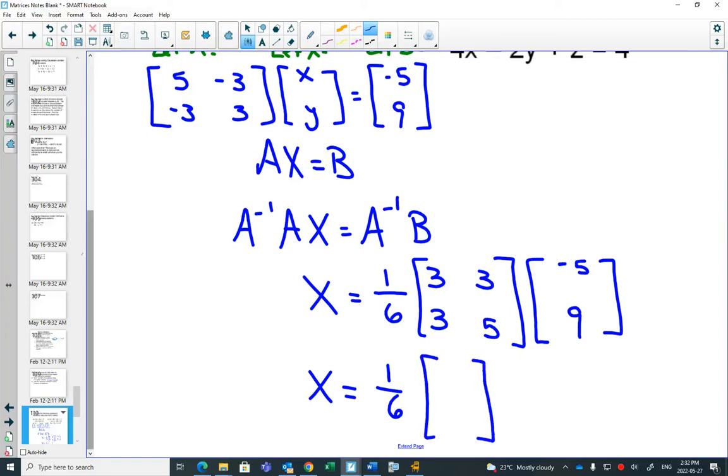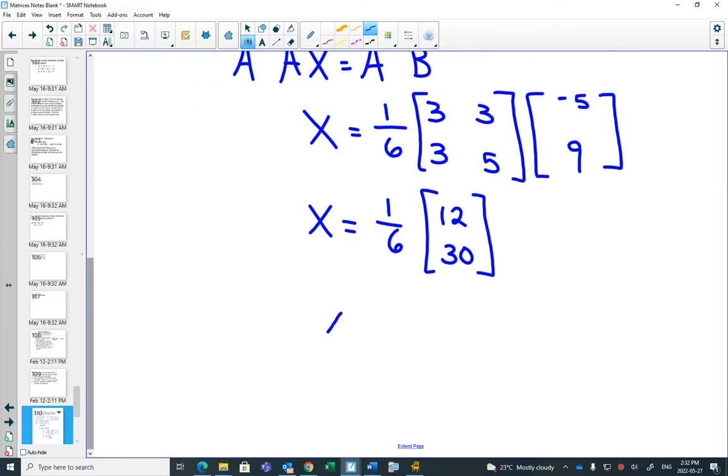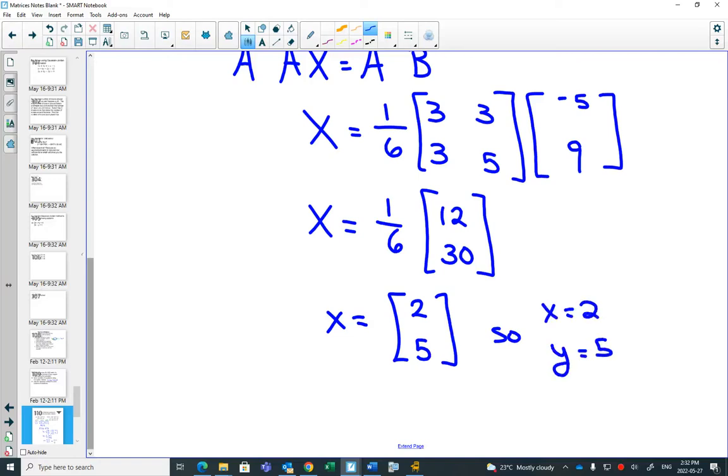Row 1 times column 1, -15 plus 27 will give us 12. Row 2, -15 plus 45. So you know that x is equal to 2 and y is equal to 5. You could write your answer that way. You could leave it as the big X equals 2, 5. That's fine. If you want to write it as a coordinate point, that would be fine. Yes?